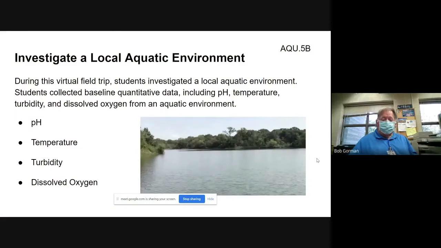During this virtual field trip, students investigated a local aquatic environment. Students collected baseline quantitative data, including pH, temperature, turbidity, and dissolved oxygen from an aquatic environment located at the Environmental Education Center.